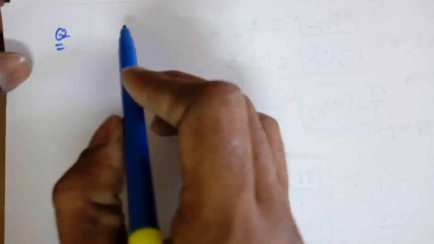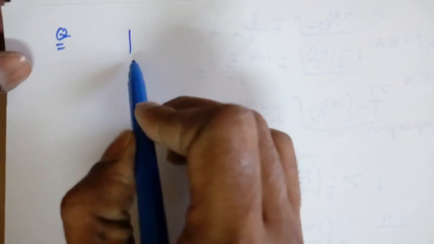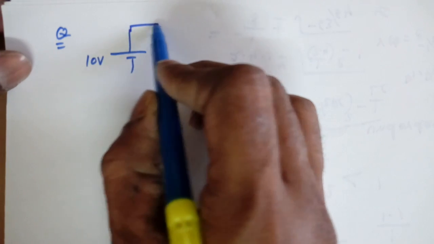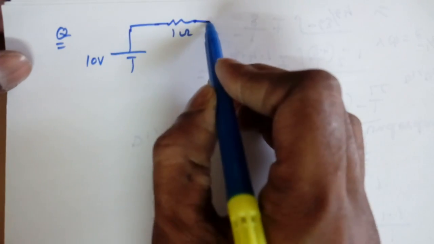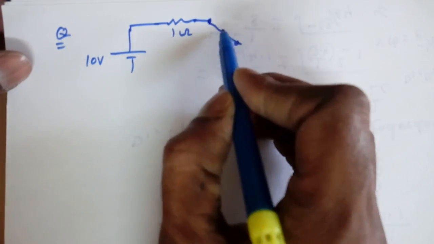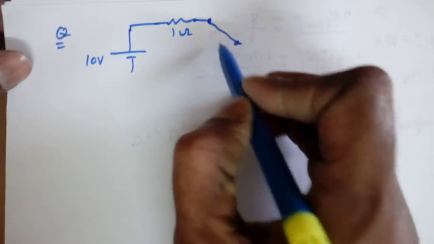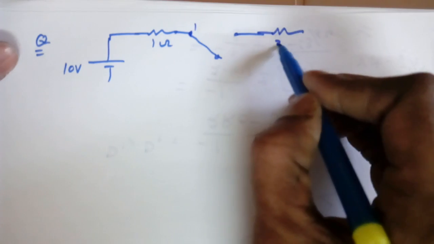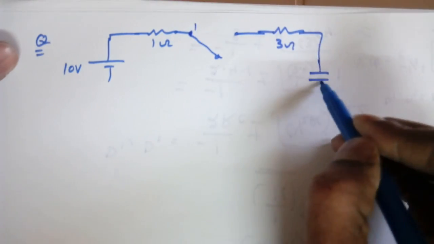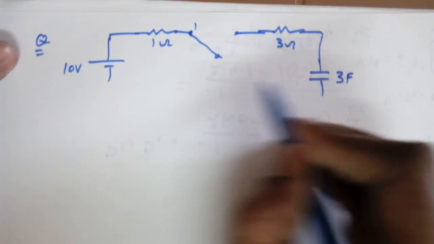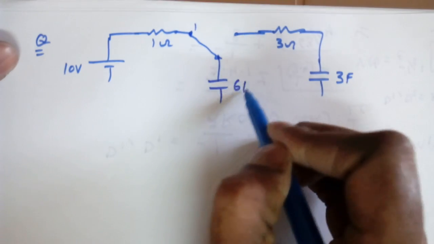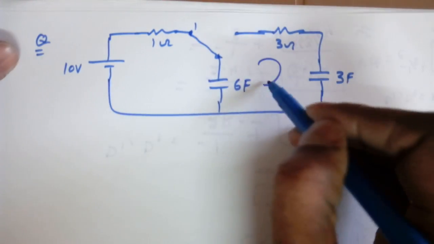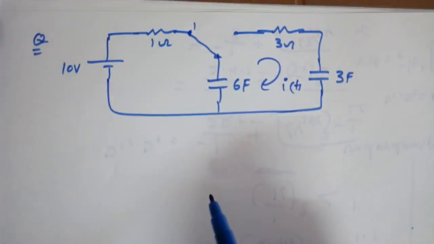Suppose a circuit is given. There is a 10 volt source and a 1 ohm resistor, and a switch with position 1 and position 2. There is a 3 ohm resistor, a 3 farad capacitor, and here we have a 6 farad capacitance. We need to find the current response in this circuit.